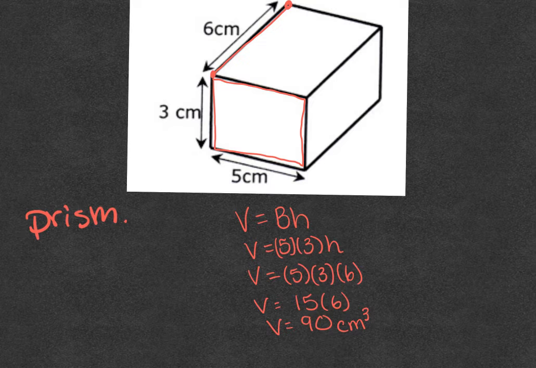And then remember I told you, when you're typing it out, you could do 90 centimeters and then the little caret and then the 3, because the caret 3 means that you're trying to say a power.